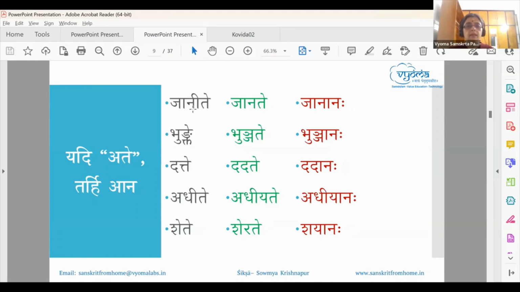Whereas, if you see janite, here there is an ikara before the te. So wherever there is ate, we use mana. Where there is no ate, we use ana. Janite, janate, so jananaha. Bhunkte, bhunjate, bhunjanaha. Datte, dadate, dadanaha. Adhite, adhiyanaha. Shete, shayanaha. Here you don't see the makara.